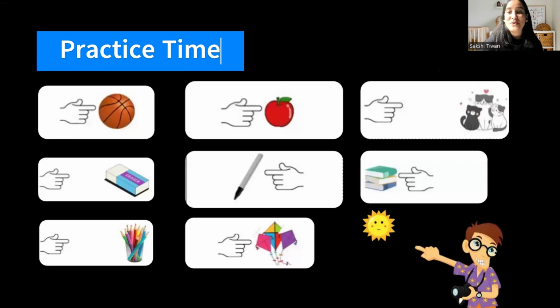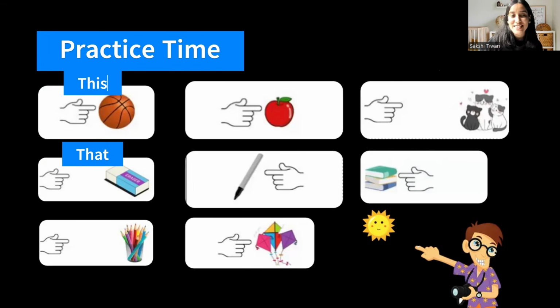Great. Now let me ask you some questions and you have to answer. Will we use this, that, these, or those? The first one, dash is a basketball. This is a basketball, right? The second one, dash is an eraser. That is an eraser. Dash are pencils. Those are pencils, yes?